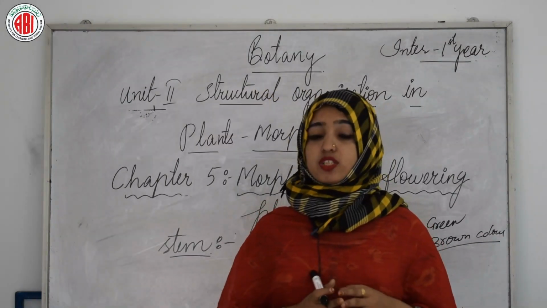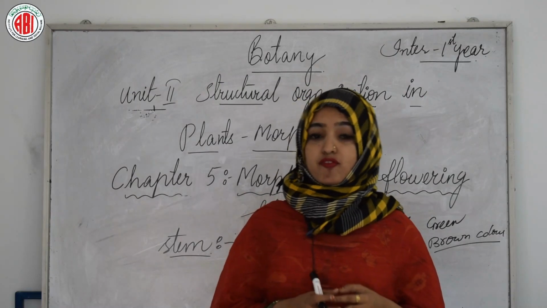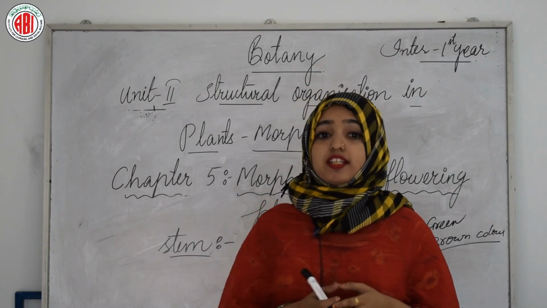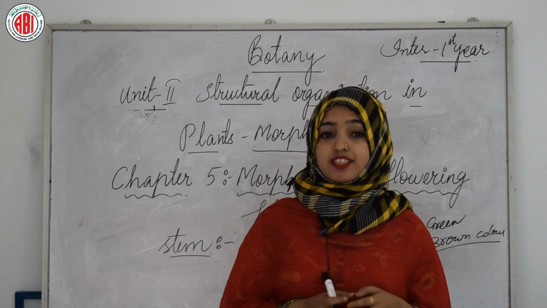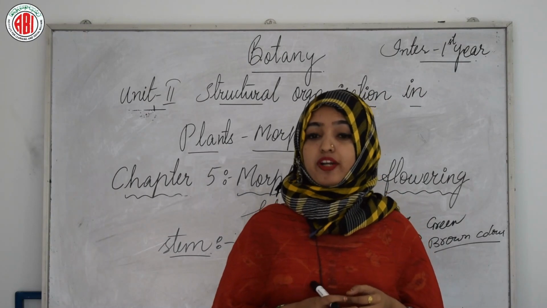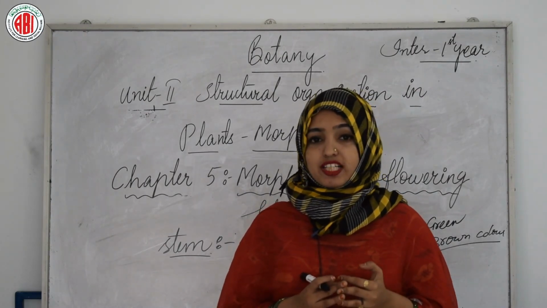The main function of the stem is to spread out branches that bear leaves, flowers and fruits. It conducts water, minerals and photosynthates. Stems in some plants perform other functions such as storage of food, vegetative propagation, giving mechanical support and protection, and so on. So these are a few uses, a few advantages of the stem.